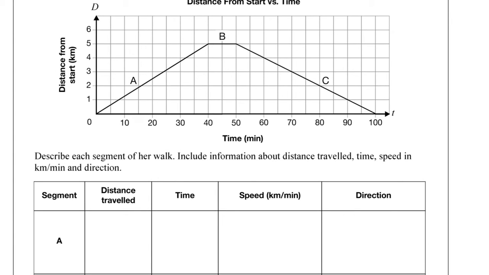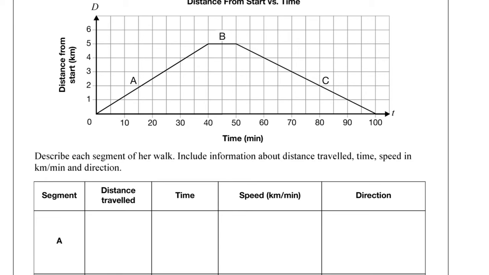What's different about today is it says, describe each segment of her walk. Include information about distance, time, speed, and direction. So some of these are going to be very straightforward. The direction is going to be a little bit specific, so we're going to talk about that, which will be good. And a little bit of practice calculating speed. We've done this before, but now using units, so it's a little bit different.